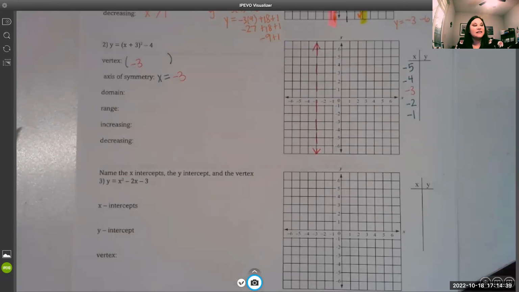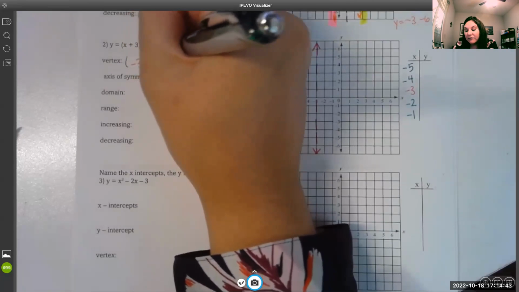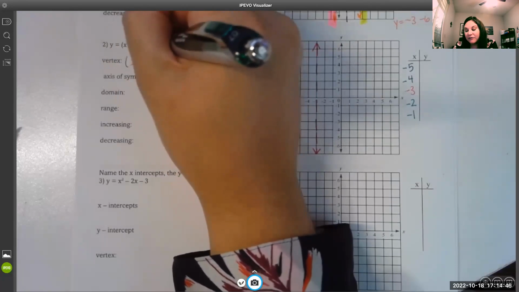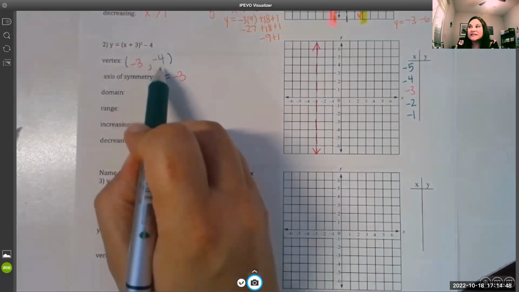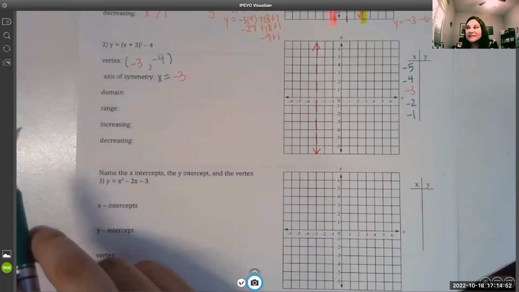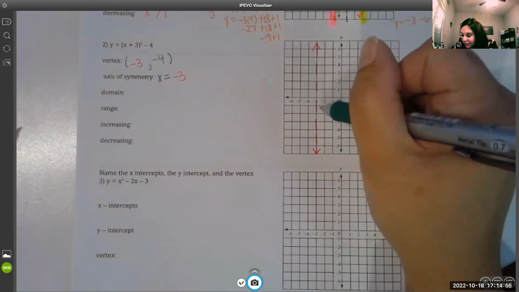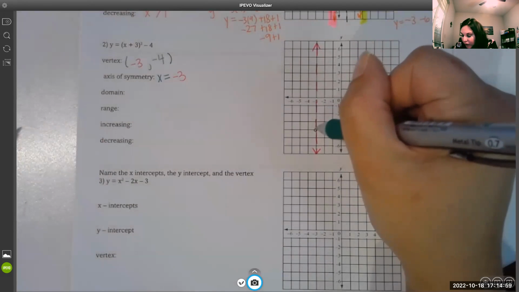The equation is unique in that I don't have a lot of work for the y coordinate of the vertex. It's -3, -4. So this number does not become the opposite when you see it in the vertex. It's just whatever you see outside the parentheses. That's just the fast way of coming up with the vertex. So -3, -4.